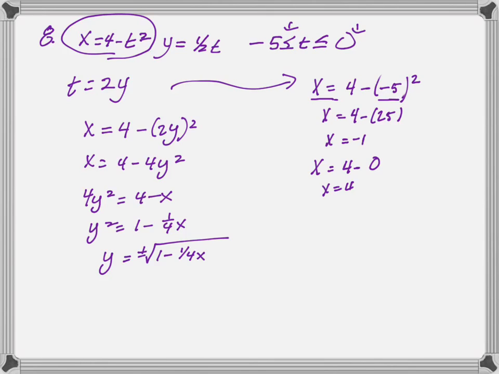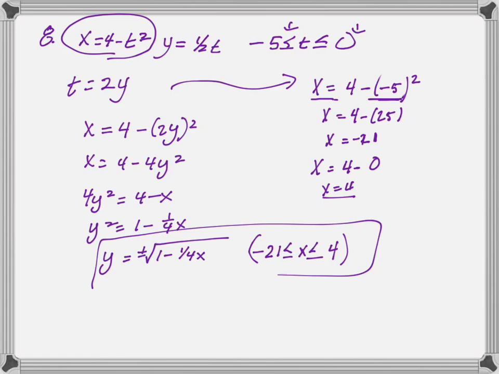So when I put negative 5 in for t, I get 4 minus a negative 5 squared, which is 4 minus 25, which equals negative 21. And if I put 0 in, I get 4. So my new restrictions are negative 21 less than or equal to x less than or equal to 4. Okay, so that would be my new restrictions. So that was the answer to number 8.